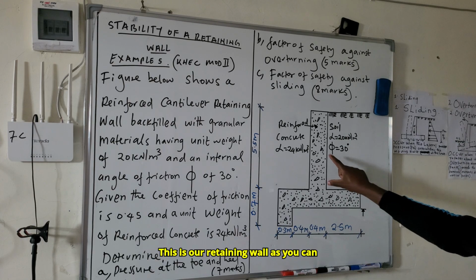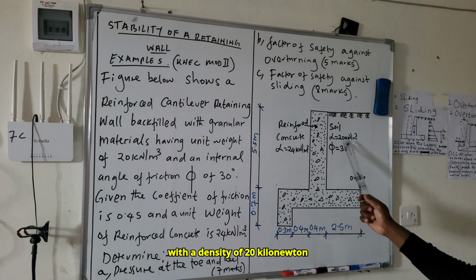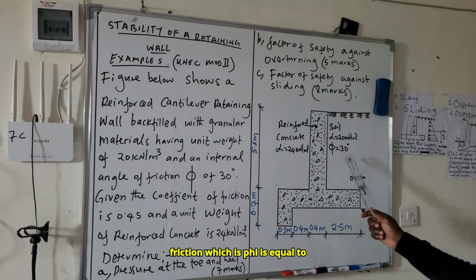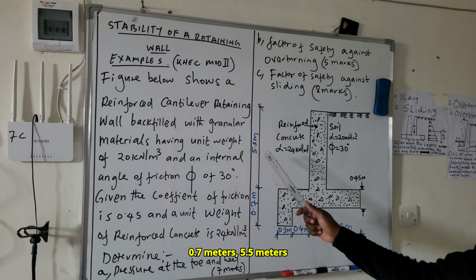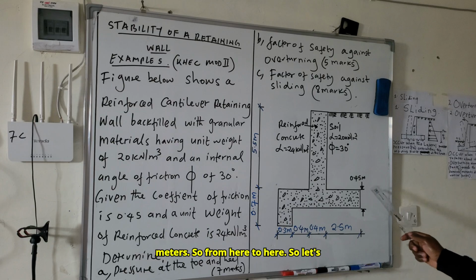This is our retaining wall. As you can see, it is made up of reinforced concrete with a density of 24 kilonewton per meter cubic. And this is the retained soil with a density of 20 kilonewton per meter cubic with an internal angle of friction, phi, equal to 30 degrees. So these are the dimensions. So we have 0.3, 0.4, 0.4, and 2.5 meters. On this side, you have 0.7 meters, 5.5 meters, and here is 0.5 meters. So from here to here.